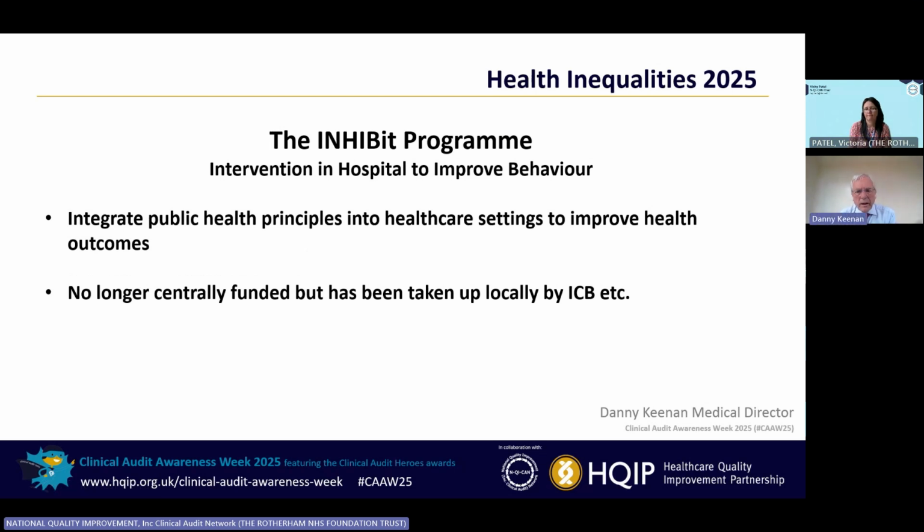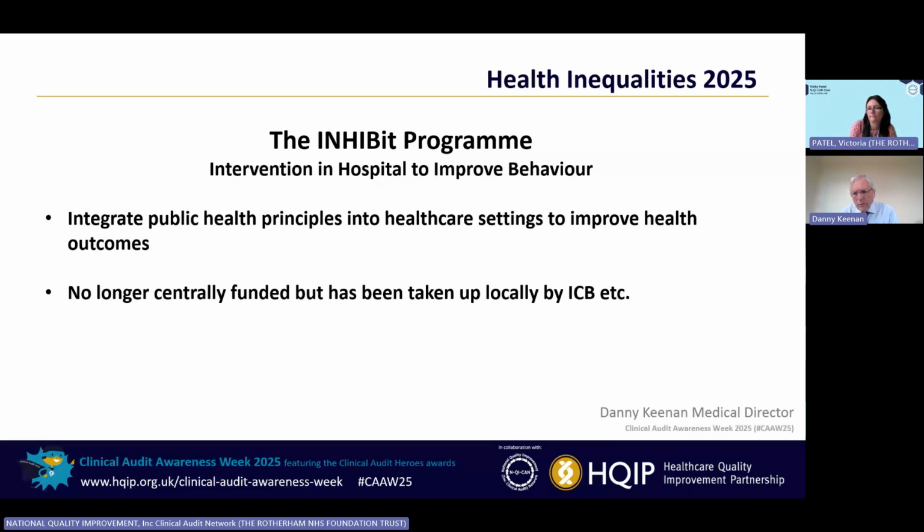Okay, so there are solutions, and again, please listen to the podcast with Aoife talking about this. Aoife talks quite well in depth about these different programs. So this was the Inhibit program: intervention in hospitals to improve behaviour. I'm not going to go into that because it's not my world, but it was a very important program, integrating public health principles into the setting. The interesting thing is when you look this up, it doesn't come out nationally anymore, because it was ended. Luckily, it was taken up locally and is now carrying on in its local guise.